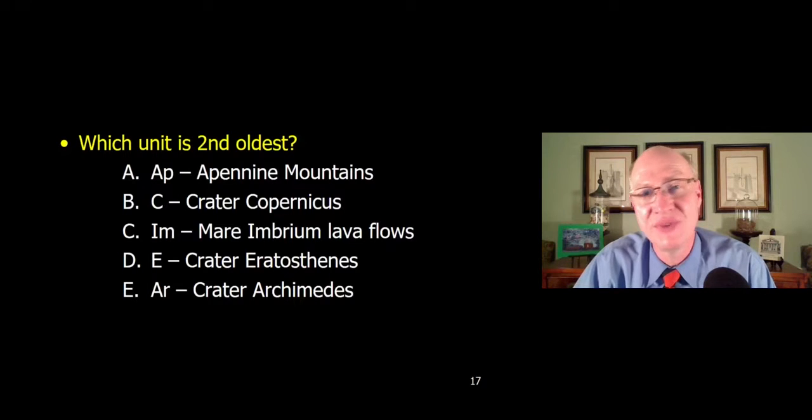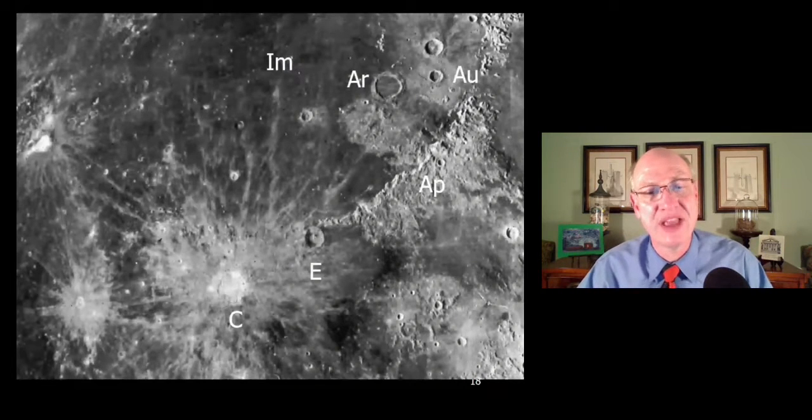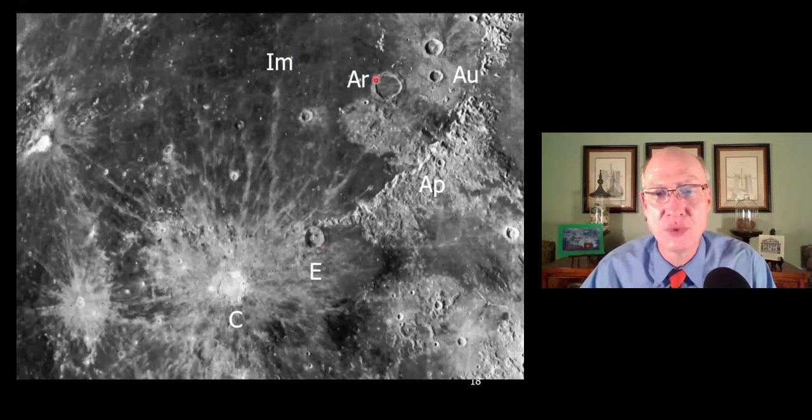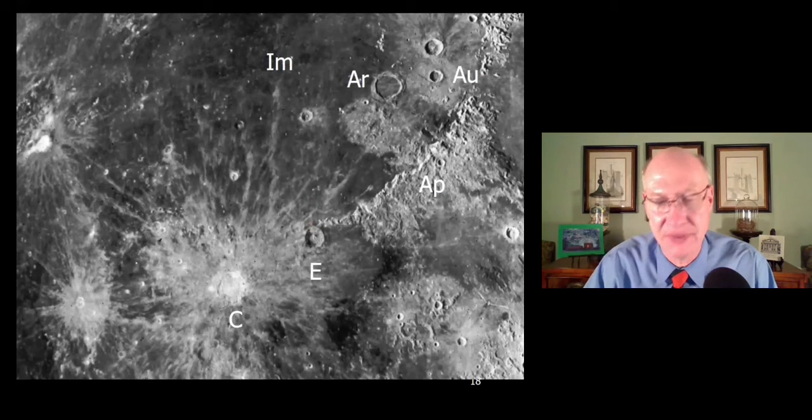All right, were you able to figure this one out? It's a hard one. It's not easy to do because we're faced with Eratosthenes, we're faced with Archimedes, we're faced with Autolycus right here, and we're faced with this lava flow. It looks to me, we already have identified that Copernicus is sitting on top of the lava flow. It also looks to me like Eratosthenes is sitting on top of the lava flow.